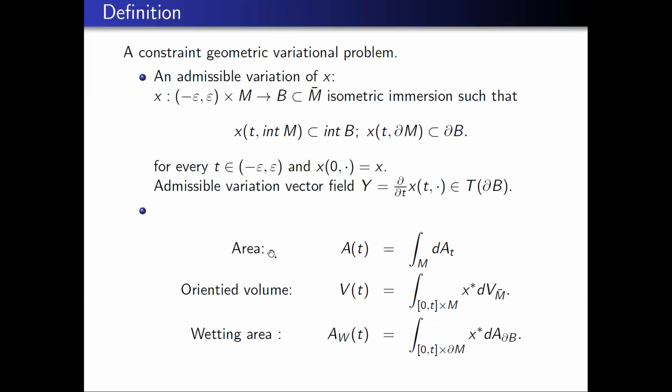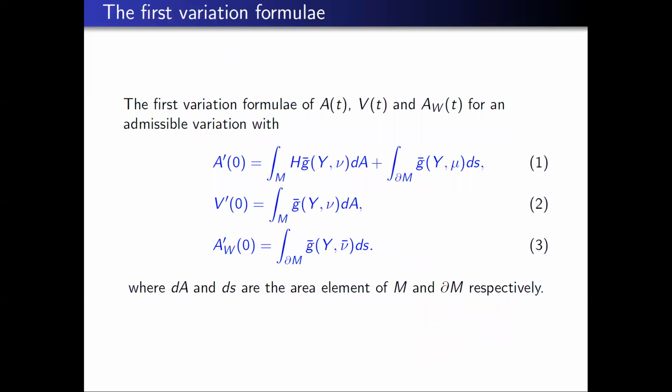And we can define the area functional in this way, A(t), the volume functional in this way, V(t), and the wetting area functional, AW(t). And now we can calculate the first variation formulas of A(t), V(t), and AW(t) in (1), (2), (3). And here, dA and ds are the area element of M and the boundary of M, respectively.